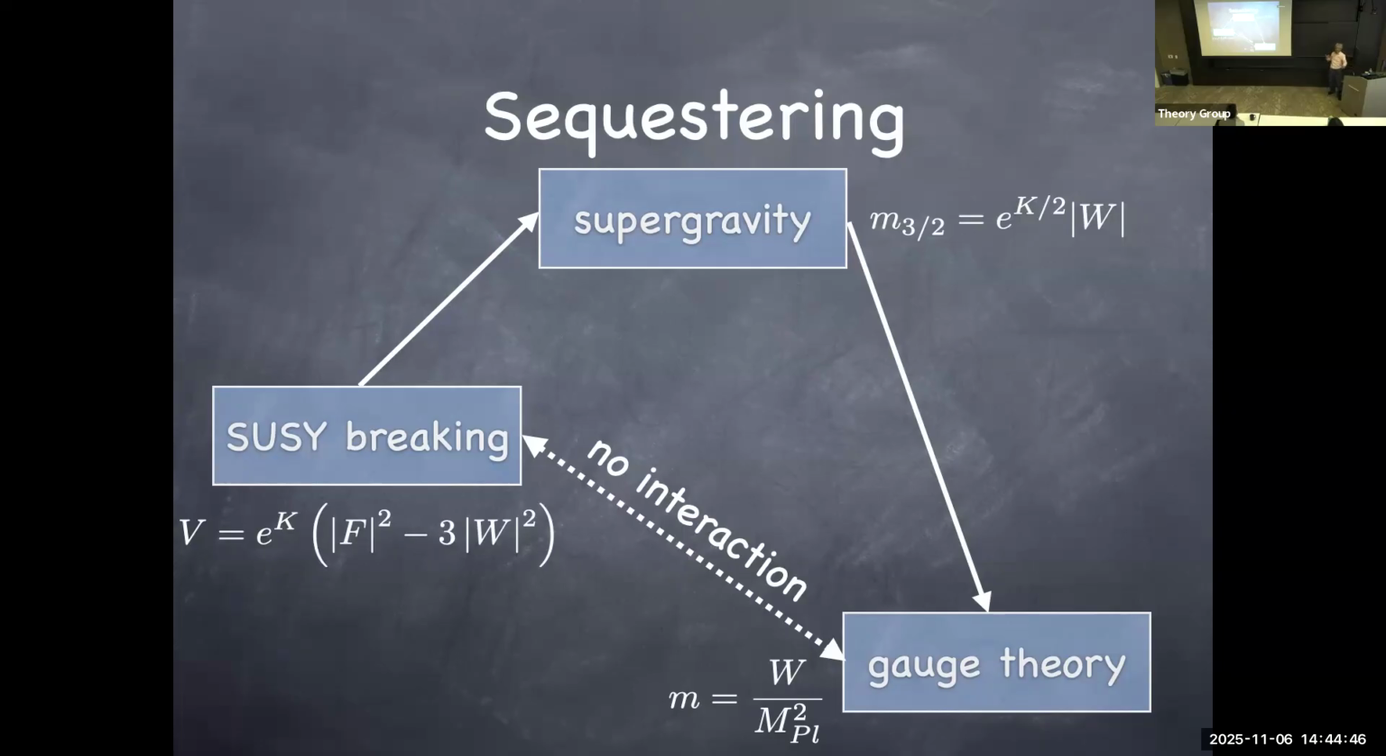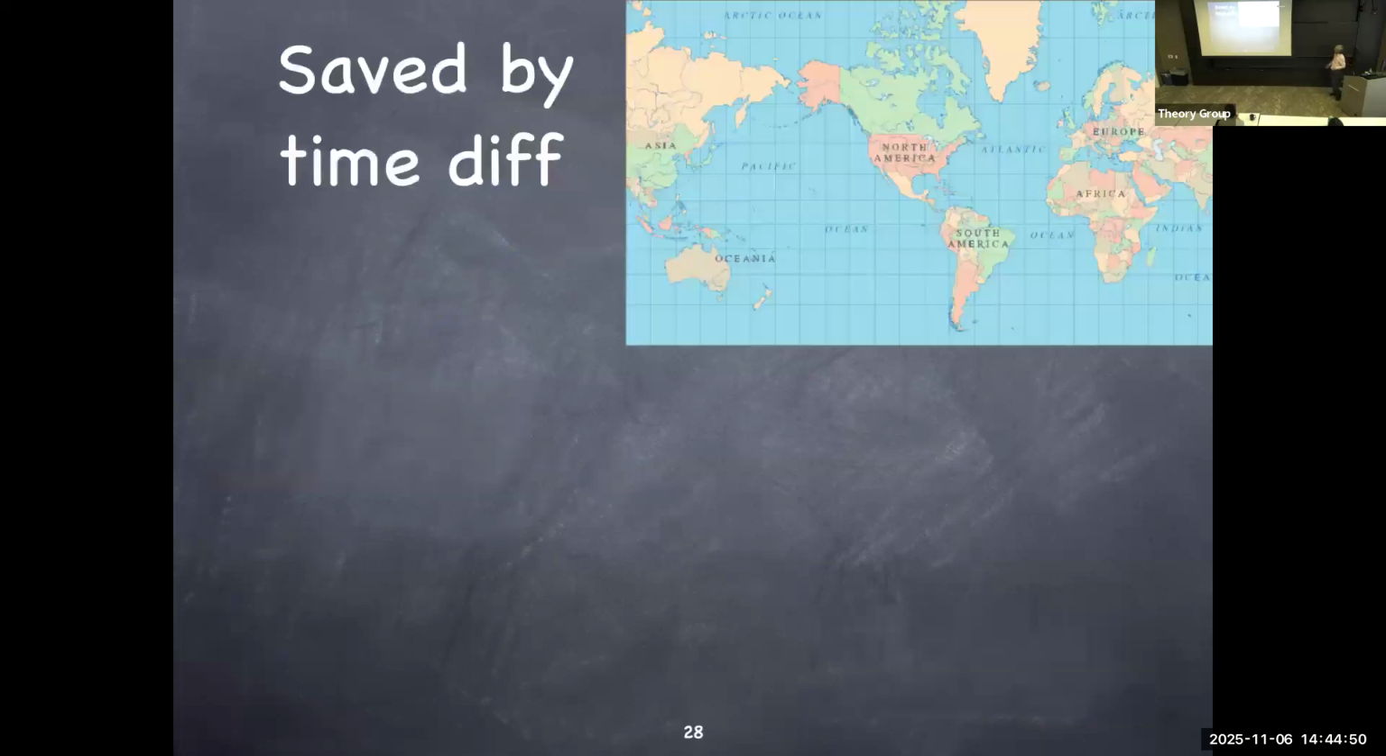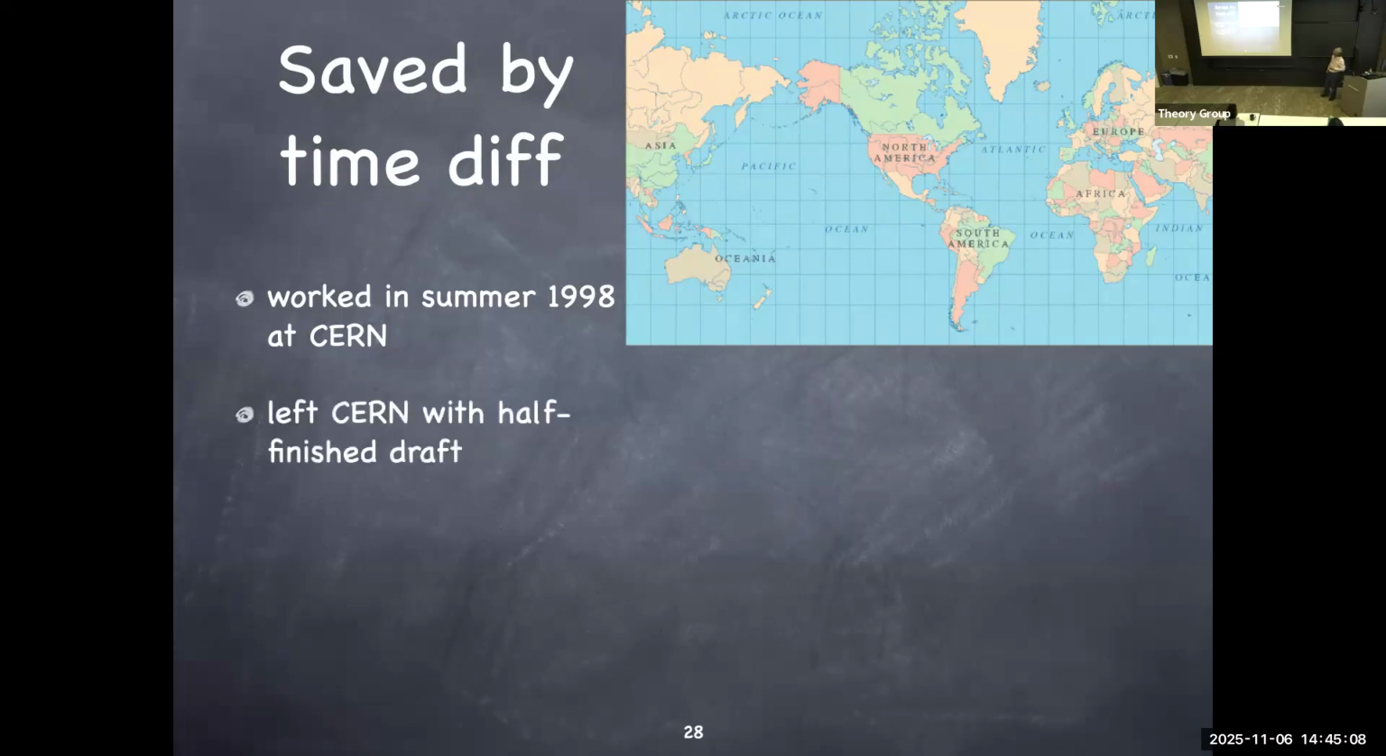Even 2 hours of jet lag from California is haunting me right now. So that's something I normally hate. But what happened to us is that we were together at CERN in summer '98. We worked together on this idea. We already had a half-finished draft. But after everybody went home, we got busy with teaching and all that stuff. So the draft was left sitting on a computer.